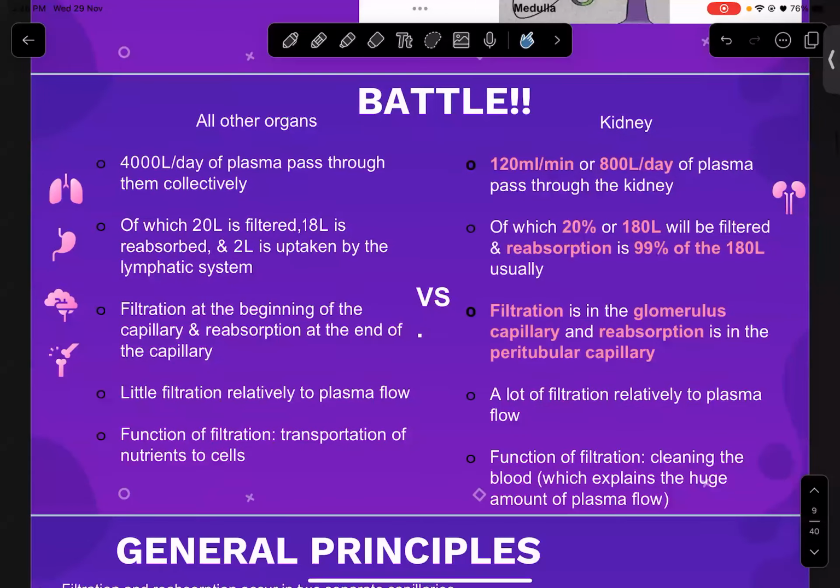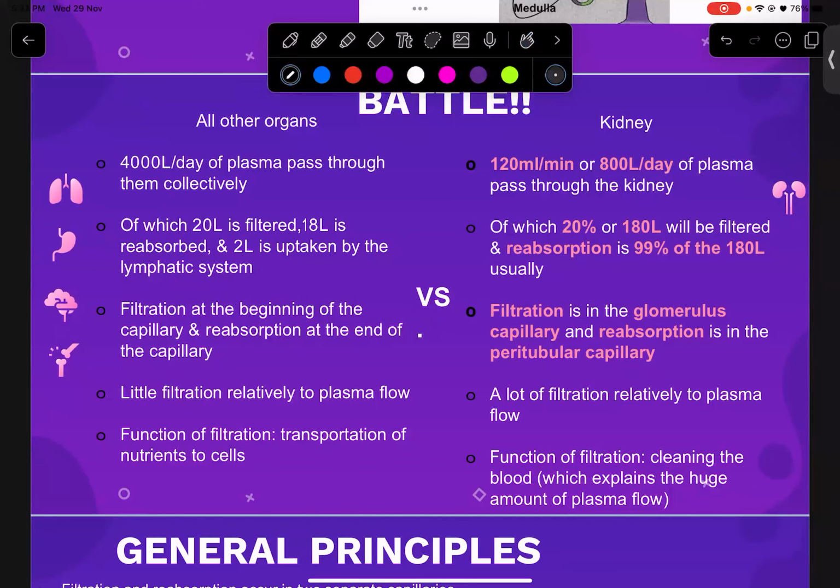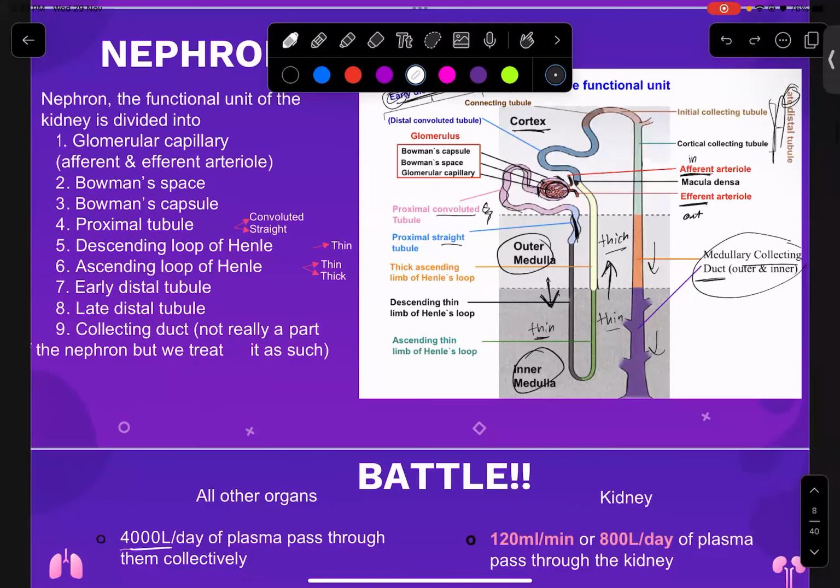Moving on, let's have a little battle between all the organs in the body versus the kidney. Now, as you guys can see here, I mentioned that all the organs have about 4,000 liters of plasma running through them. The reason I'll be saying plasma all throughout the session is because we don't really consider blood as the one that is passing through the filtration barrier, because blood mainly consists of two parts. We have the actual plasma, and then we have the cells, generally red blood cells and white blood cells. The plasma makes up 60% of the blood, while the cells make up 40%.